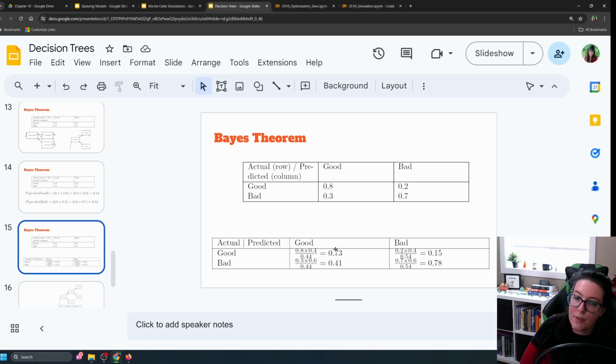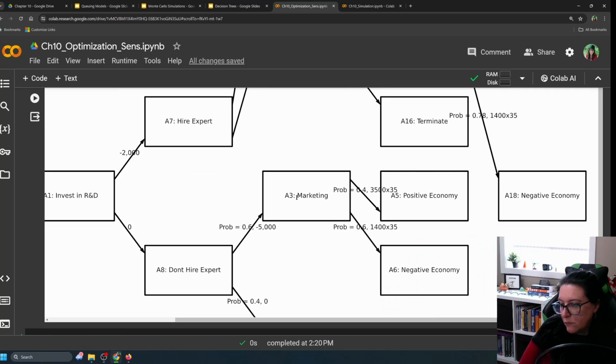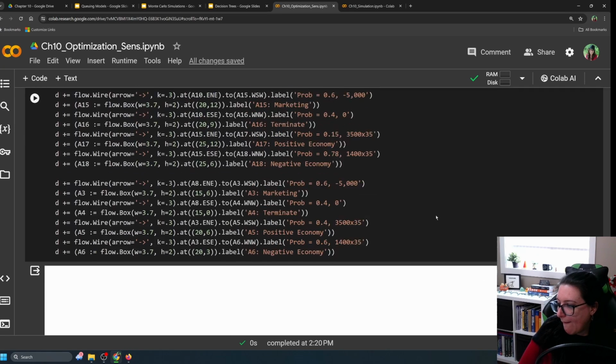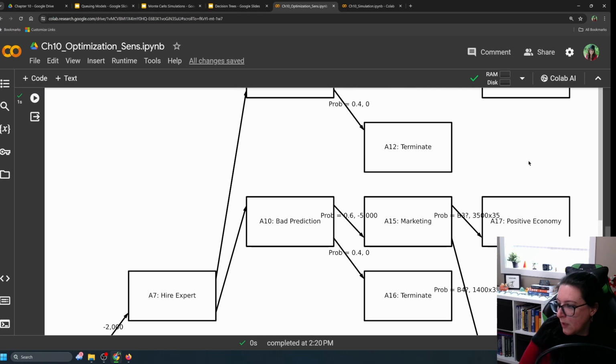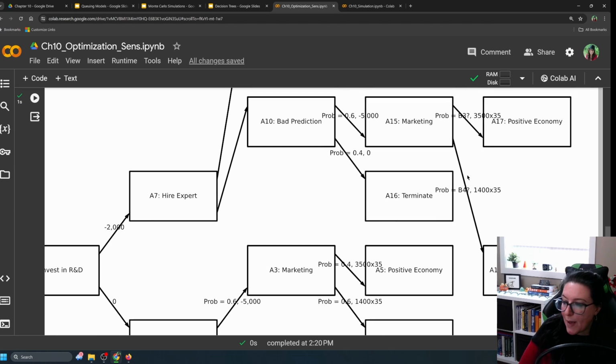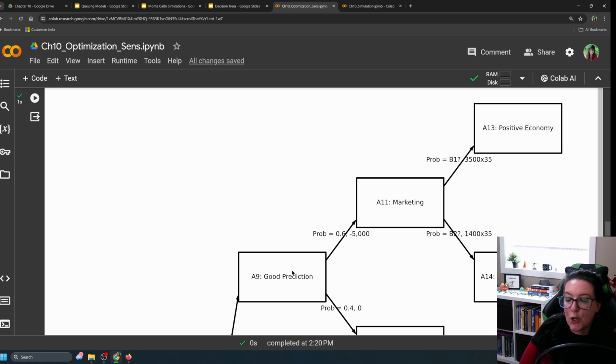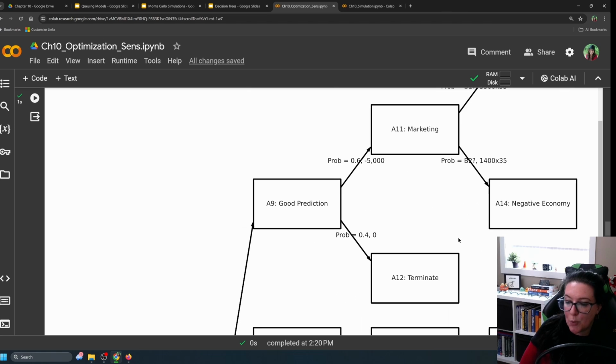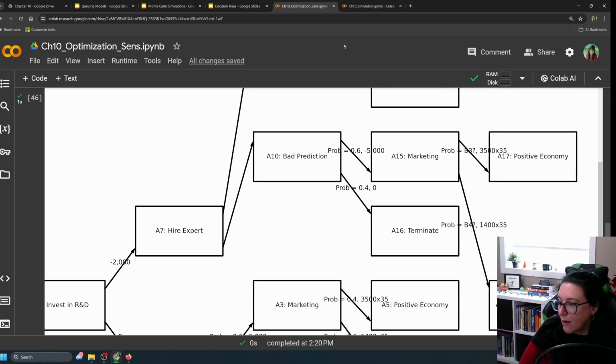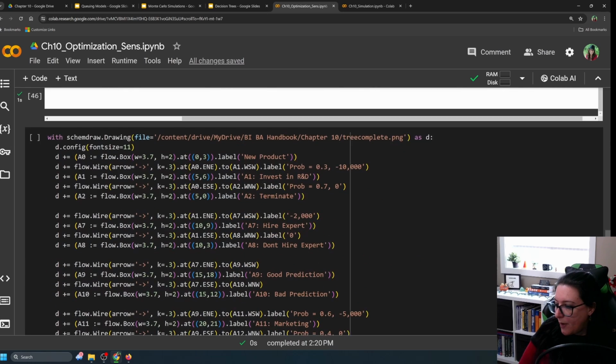And so what we get with these percentages is that we're using Bayes' theorem and conditional probability to populate, go back to our decision tree here. These question marks represent the unknown probabilities: a positive economy given a bad prediction, a negative economy given a bad prediction, a negative economy given a good prediction, and a positive economy given a good prediction. So we're trying to come up with these conditional probabilities using Bayes' theorem. So how do we do this part in Python?